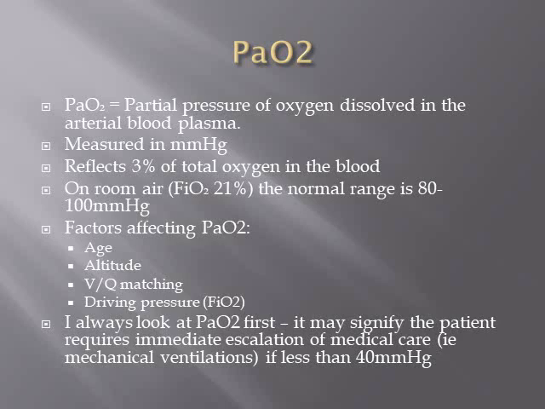So your PaO2, it's the partial pressure of oxygen dissolved in the arterial blood plasma. We measure it in millimeters of mercury, or torr, depending on where you live. And it only represents 3% of the total oxygen in the blood. So in room air, at 21%, your normal PaO2 should be roughly 80 to 100. And there's certain things that are going to affect it. Your age, altitude. I live in Florida. It's going to be different for someone who lives in, let's say, Denver.